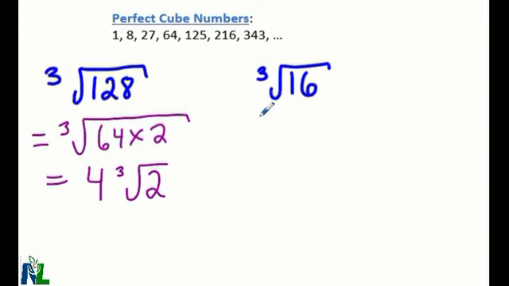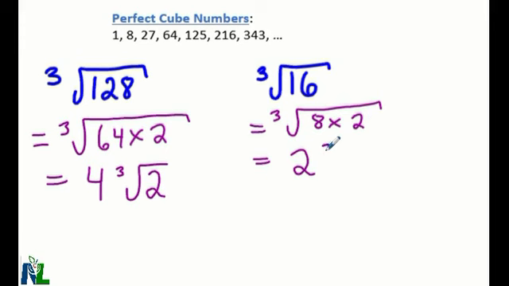Now 16 is a much smaller number. When I look up here in this list, I notice that 8 is going to be the only number that divides into 16. So I'm going to rewrite this as the cube root of 8 times 2. And I know that the cube root of 8 is the number 2. So I'm going to rewrite this as 2 cube root 2.